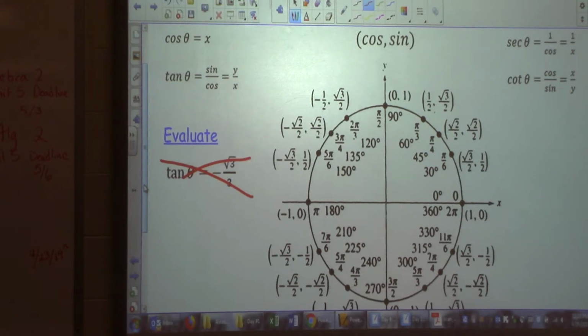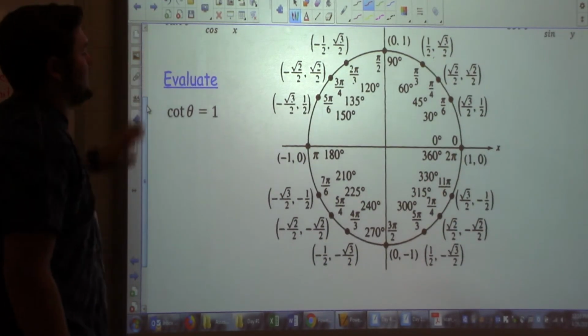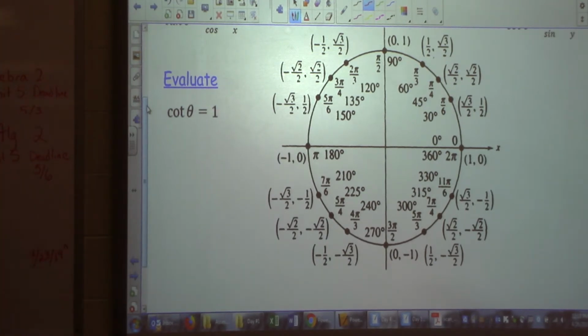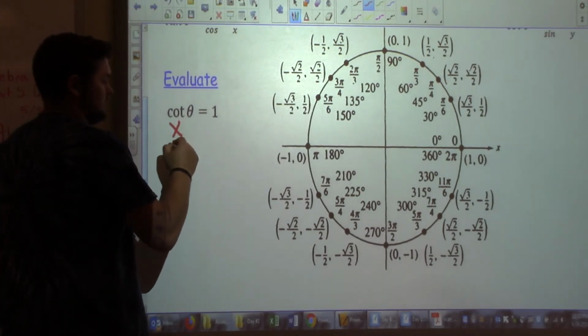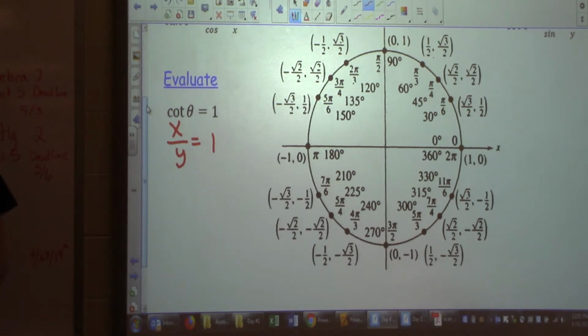The last one we're going to do is C. Cotangent theta equals 1. Cotangent theta in terms of x and y is what? X divided by y. I'm going to put just x over y, x divided by y equals 1. You can put it whichever way you want. If you want to write it out x divided by y, that's fine. It'll work just the same.